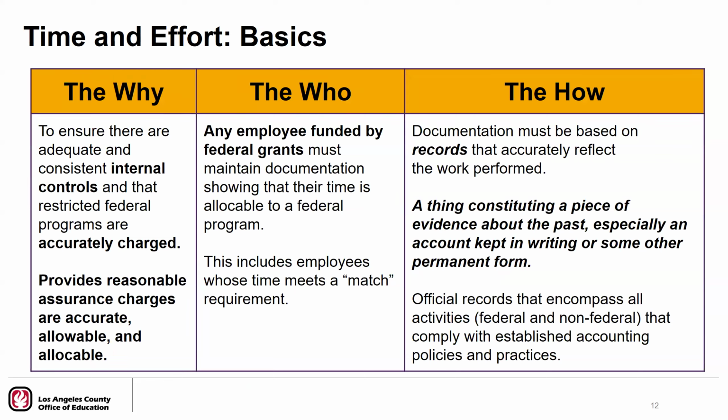So to sum up, remember these 3 basics: the why, the who, and the how. Why time and effort? Time and effort is to ensure that there are adequate and consistent internal controls and that restricted federal programs are accurately charged. The who, as mentioned, is for any employees funded by federal grants, and they must maintain documentation showing that their time is allocable to a federal program.